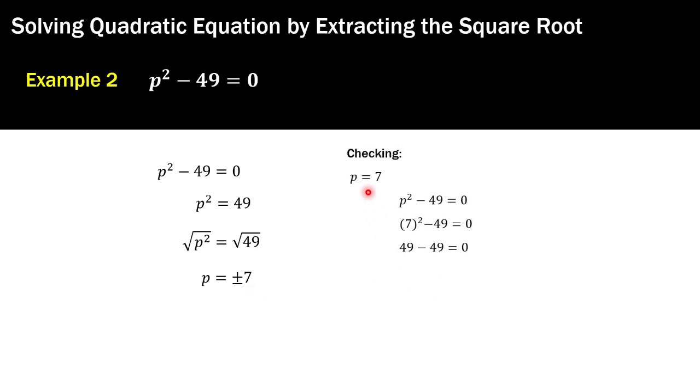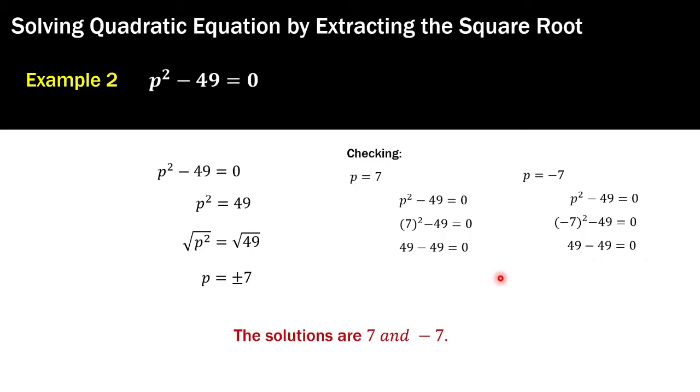To check, let us substitute 7 into the given equation, p squared minus 49. This would be 49 minus 49 is equal to 0. When p is equal to negative 7, substituting negative 7 for the variable p, I would have negative 7 squared, and it would result in 49 minus 49 is equal to 0. So this becomes 0 is equal to 0. Therefore, the solutions are 7 and negative 7 for the equation p squared minus 49 is equal to 0.